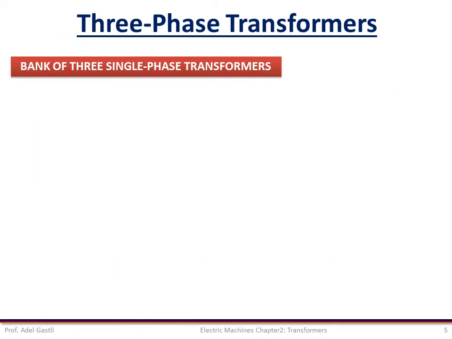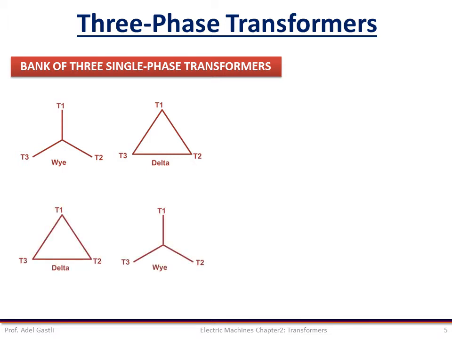A set of 3 similar single-phase transformers may be connected to form a three-phase transformer. The primary and secondary windings may be connected in either Y or delta configurations. There are 4 possible connections for a three-phase transformer, which could be Y delta, delta Y, delta delta, and YY.